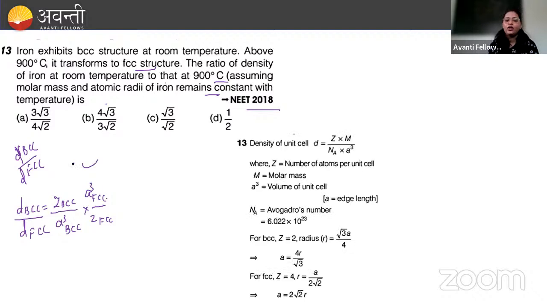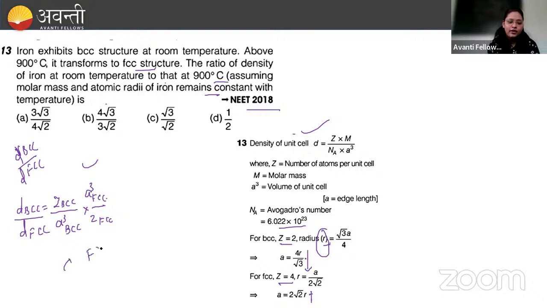So see, the density of unit cell, you know the density formula, right? Avogadro's number is known, radius is known, okay? So after knowing the radius, in BCC Z is equal to 2. Here Z is equal to 4, and the radius relation is root 3 by 4. So what did I do? I took out the value of a as 4r upon root 3, and from here also I took out the value of a as 2 root 2 r. So here, what a value will we put in this given formula?